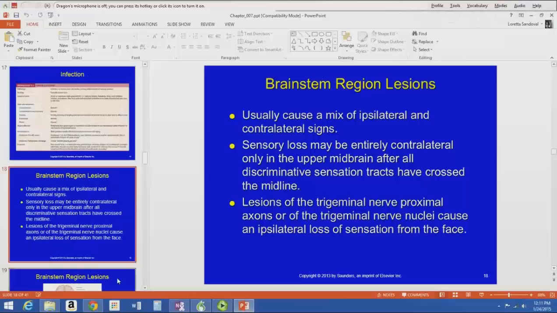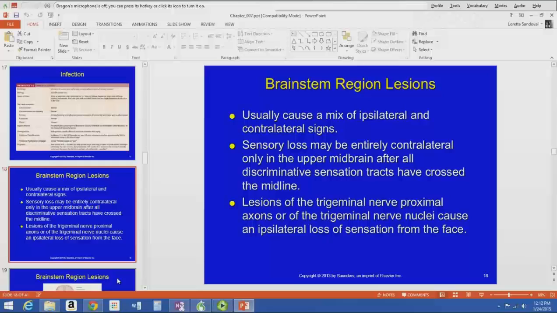Okay, so when we're talking about brainstem lesions, they usually cause a mix of ipsilateral and contralateral signs. Why? Because some of the nerve tracts cross over before you get to the brainstem, some cross over in the brainstem. So if they cross over in the brainstem and the brainstem lesion is below that, you're going to get ipsilateral signs. If they cross over above the lesion, you're going to get contralateral signs. So it's that crossover is important.